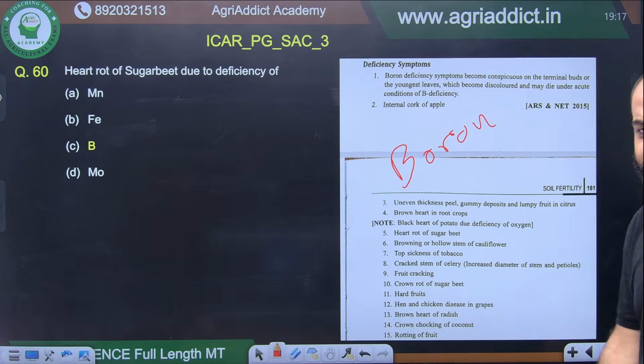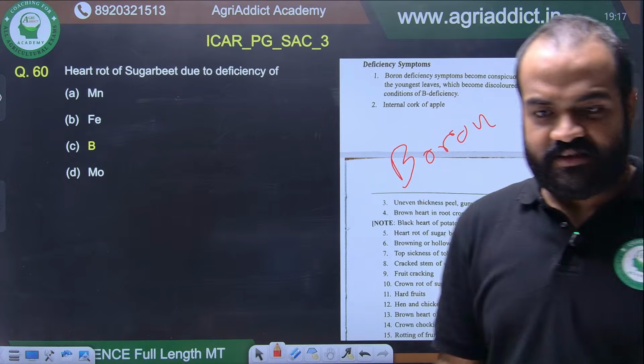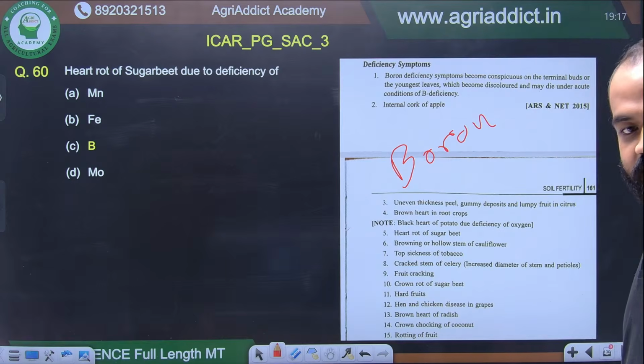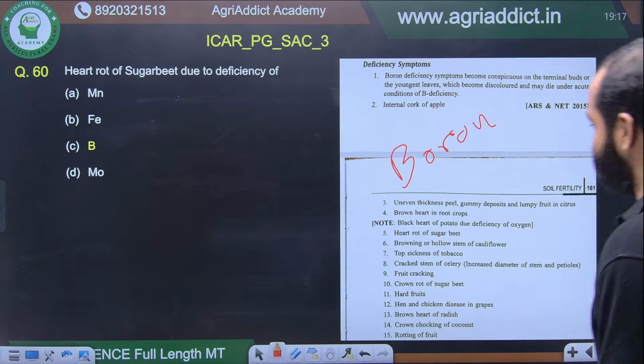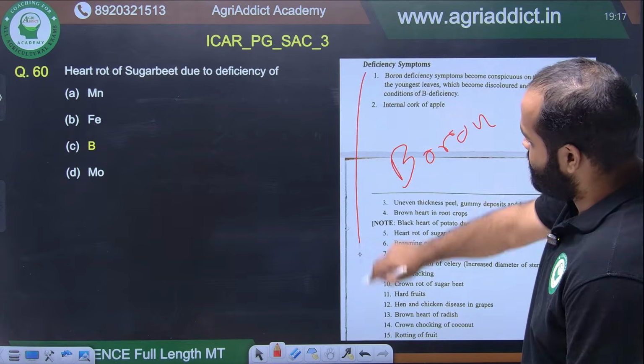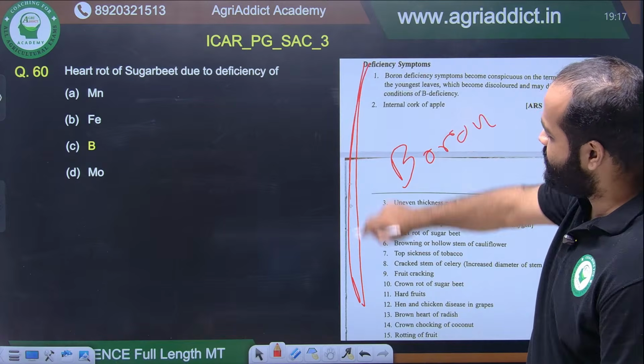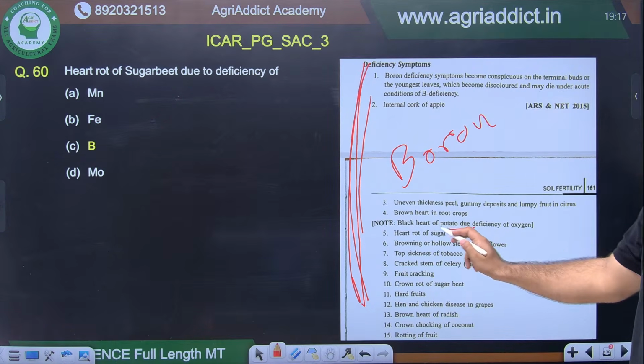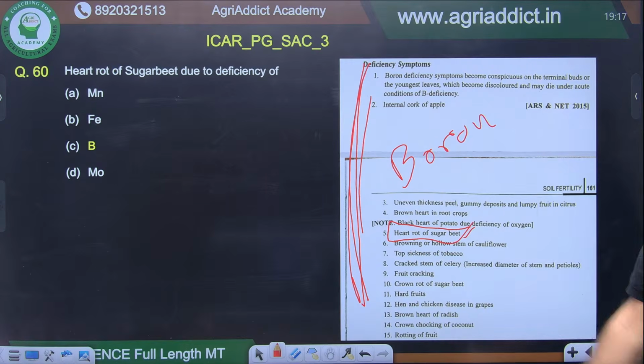And I have taken this directly from ISSS. Yes, now I can see all of you. क्या हुआ था बीच में यार? Anyhow, so these are all very important. I have taken the whole screenshot for you, all the deficiency symptoms. इसको अच्छे से पढ़ लेना. Heart rot of sugar beet is a very important disease.